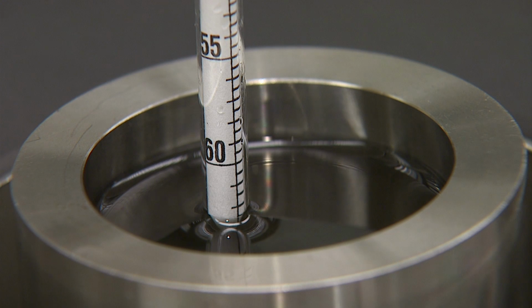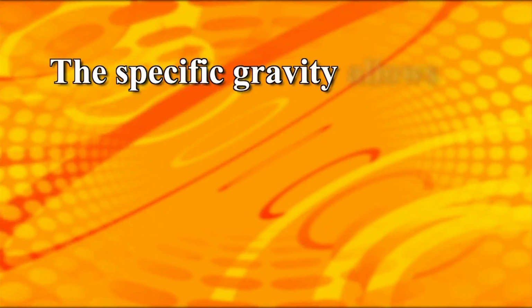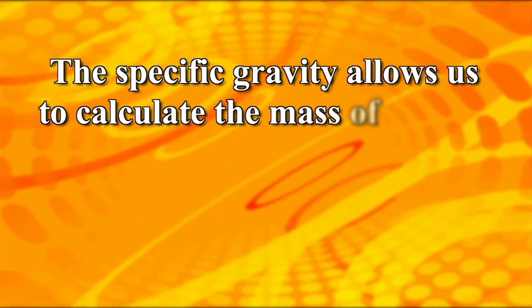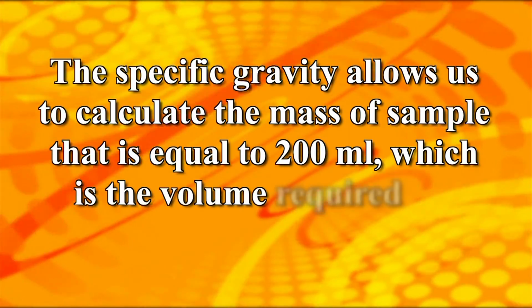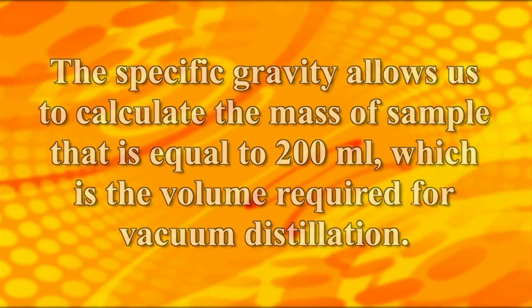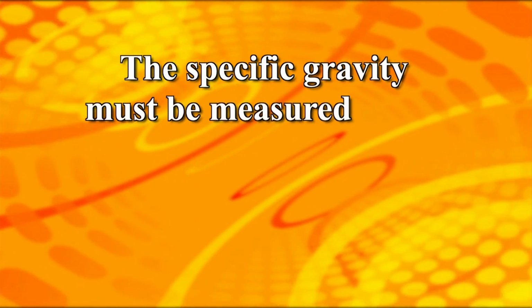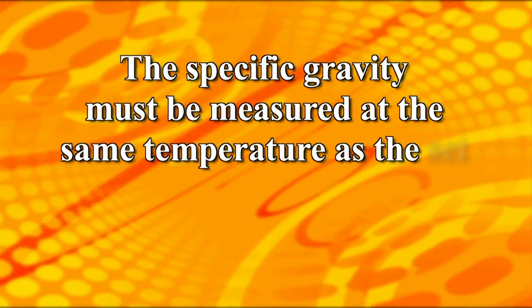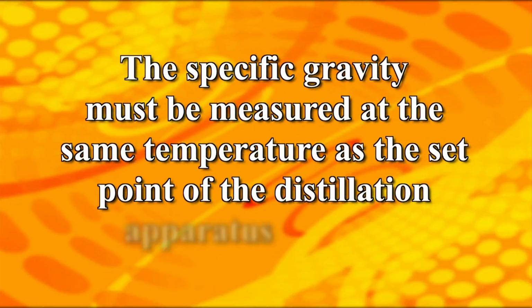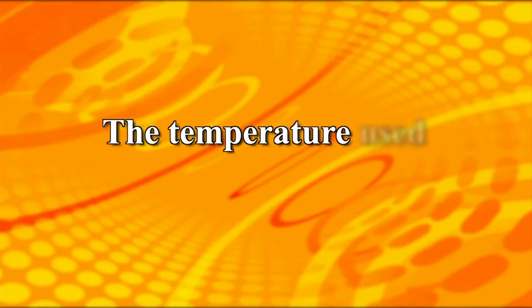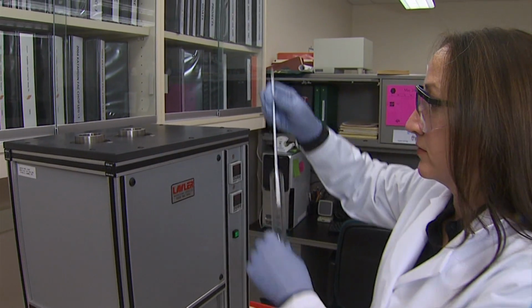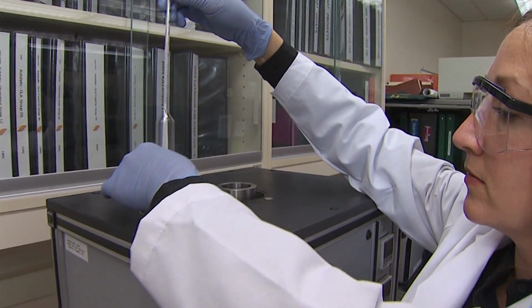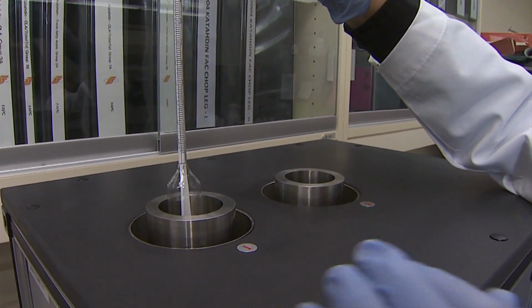Before a sample can be analyzed, the specific gravity must be determined. The specific gravity allows us to calculate the mass of sample that is equal to 200 milliliters, which is the volume required for vacuum distillation. Furthermore, the specific gravity must be measured at the same temperature as the set point of the distillation apparatus receiver. The temperature used in this method is 35 degrees Celsius. For the specific gravity determination, please refer to Analytical Services Method 46.